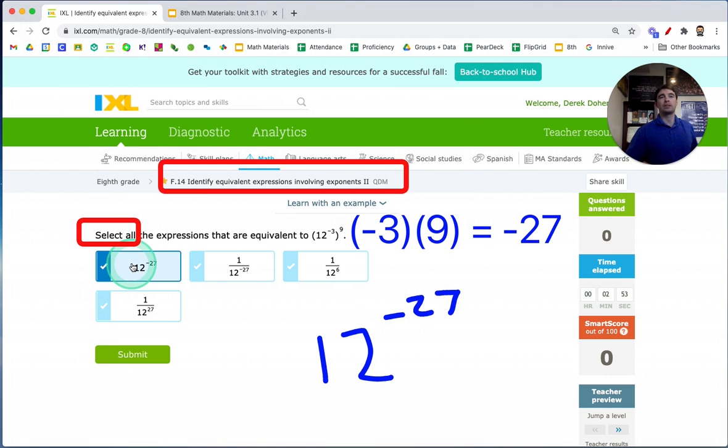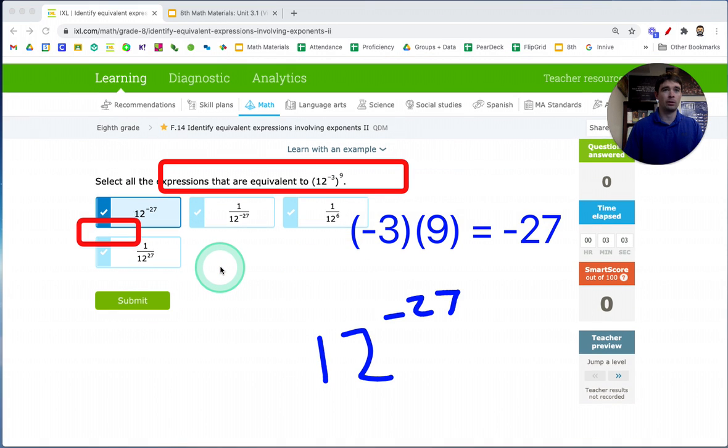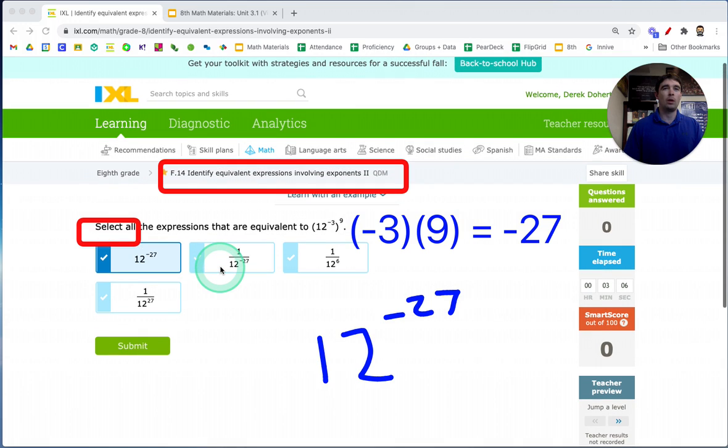But when it's a multi-select or a select-all type question, I need to be careful. I need to think, are there other answers that are correct? Here are some that are not correct. There is no way that the third answer, 1 over 12 to the 6th, is going to be correct. So I'm going to put an X through that. Dividing by 12 to the 6th power is nothing like dividing by 12 27 times.